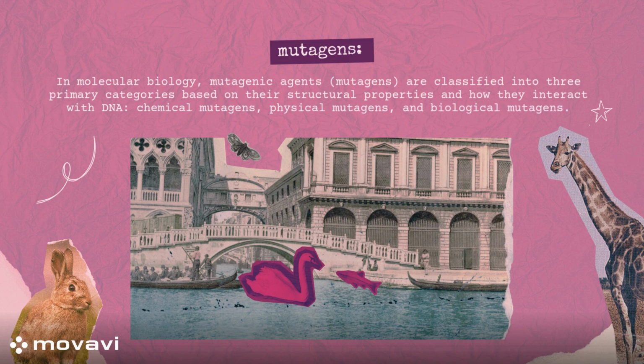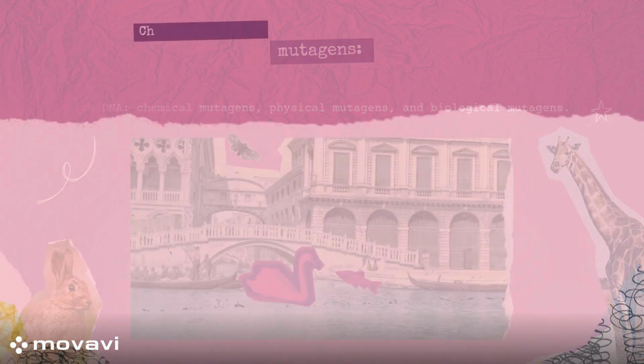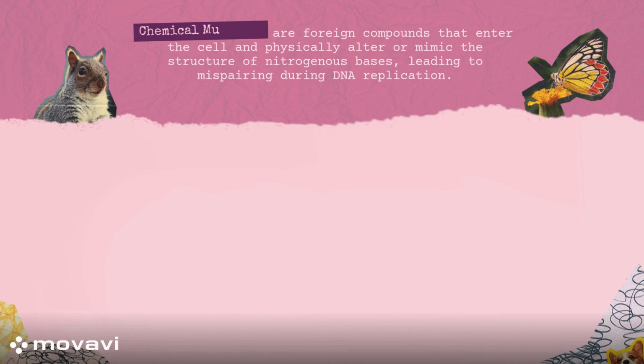These are foreign compounds that enter the cell and physically alter or mimic the structure of nitrogenous bases. The nitrogenous bases in question are adenine, thymine, cytosine, and guanine. The change usually leads to mispairing during DNA replication. The types of chemical mutagens include base analogues, alkylating agents, and deaminating agents.